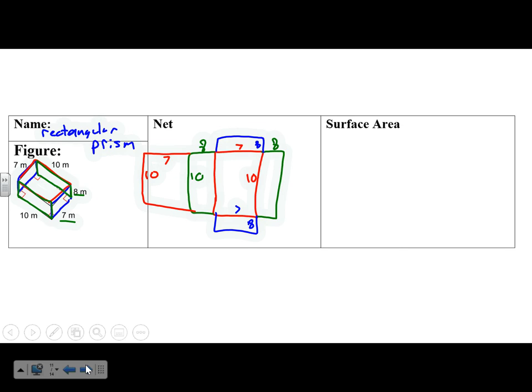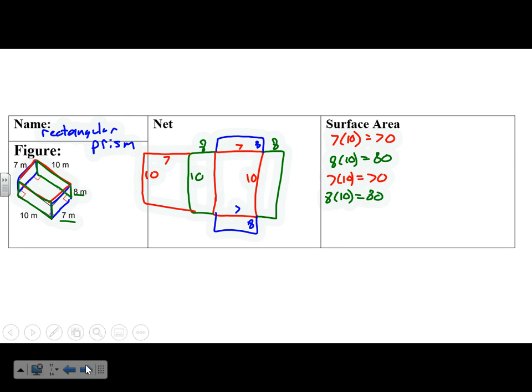So, to find the surface area, we find the surface area of every single one of those sides. Or, sorry, we find the area. So, length times width, they're all rectangles. So, 7 times 10 is 70. 8 times 10 is 80. 7 times 10 is 70. 8 times 10 is 80.